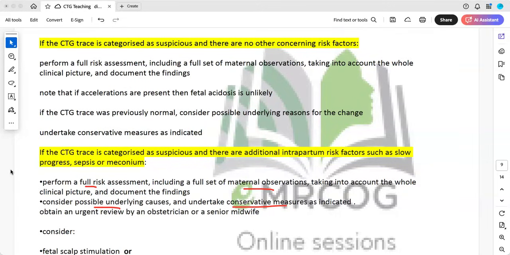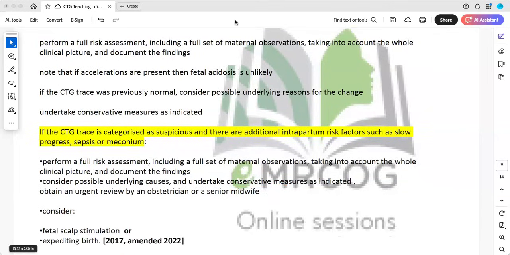So here, what are the actions after the conservative measures? Actions after conservative measures could be either fetal scalp stimulation and recording whether there is a response of acceleration in the fetal heart rate after digital stimulation of the fetal scalp, or expediting birth according to the situation. So I can take a decision to go to birth or expedite the birth based on a suspicious CTG in case of additional intrapartum risk factor, right, after applying conservative measures.